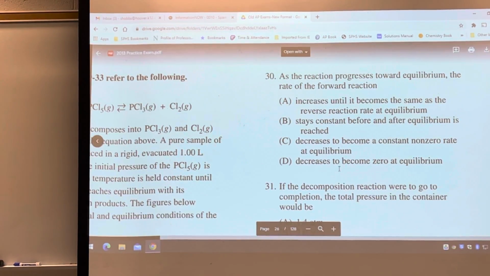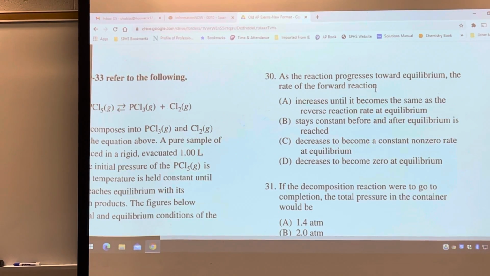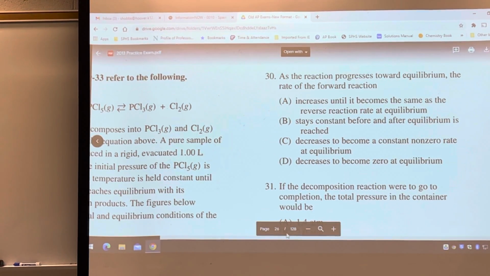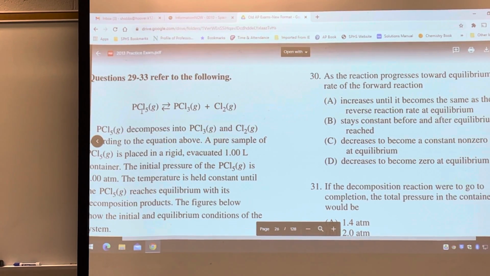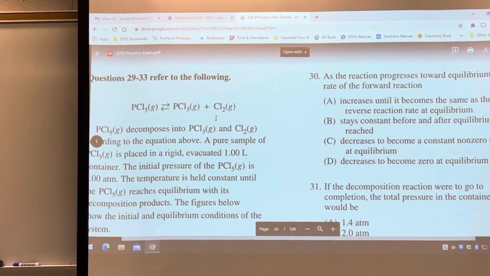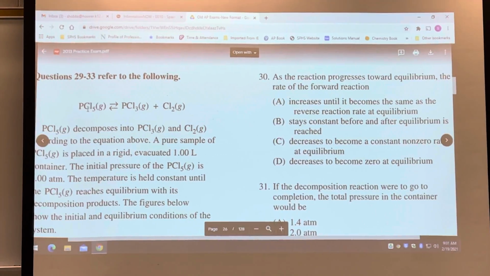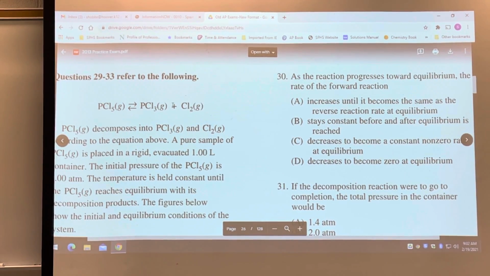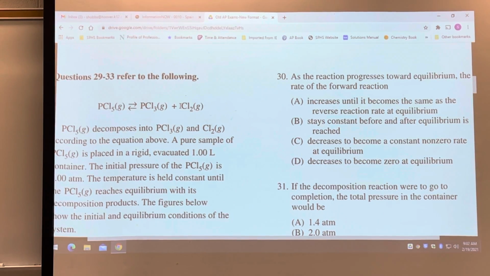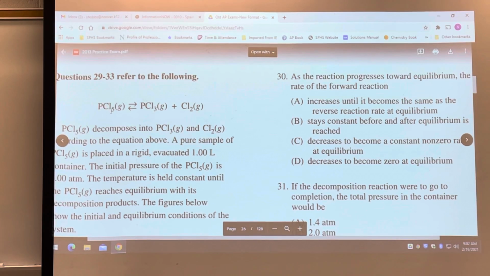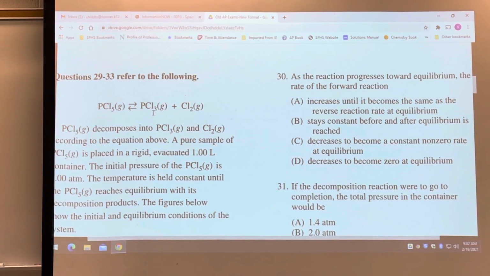So here, as a reaction progresses toward equilibrium, the rate of the forward reaction, okay, what happens to this rate? We have all of this to start with and none of this on the right. So what's going to eventually happen to the rate? Is it going to speed up, slow down, stay the same? Think about kinetics now. What happens to the rate of a reaction as time goes on? It slows down because we have less and less of this, right? So the forward rate slows. What's going to happen to the reverse rate? It's going to increase.